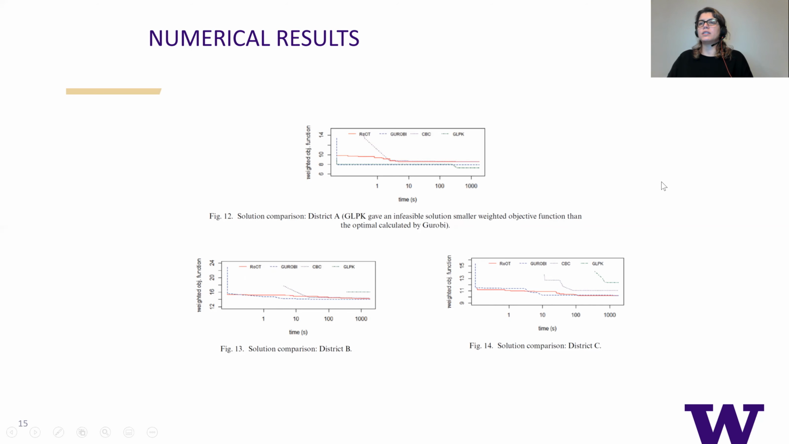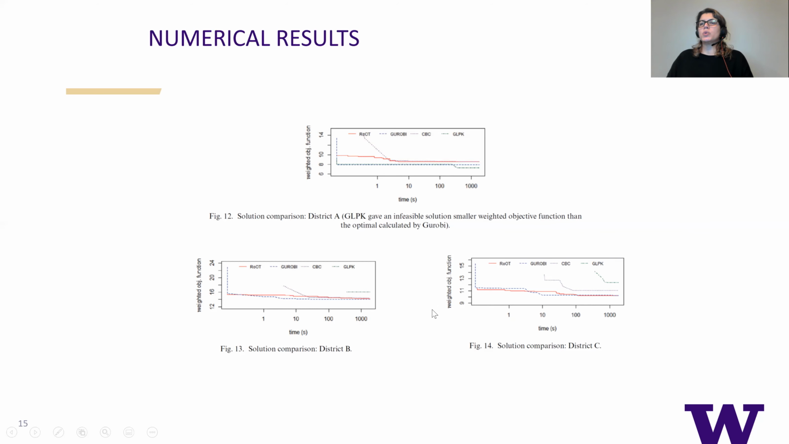RoOT is always in red in these plots, and you can see here in this first one, Gurobi has the better solution in the beginning, but RoOT found a solution closer to it. Gurobi in this one found the optimal solution, and RoOT was really close to it. In this case, GLPK found a solution that wasn't feasible, so it was in theory better than Gurobi, but when you saw the results, they were infeasible. There was a problem in their algorithm.